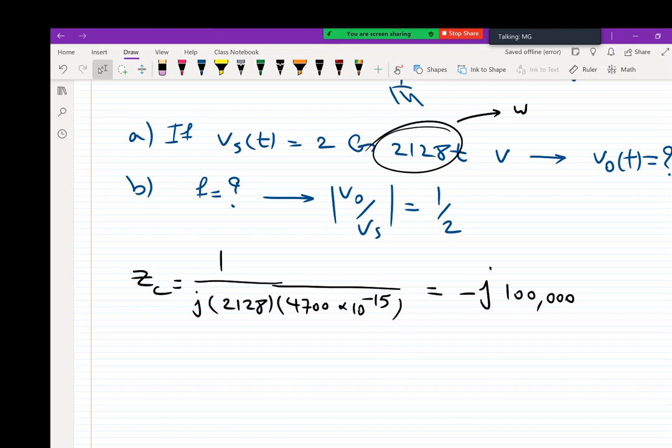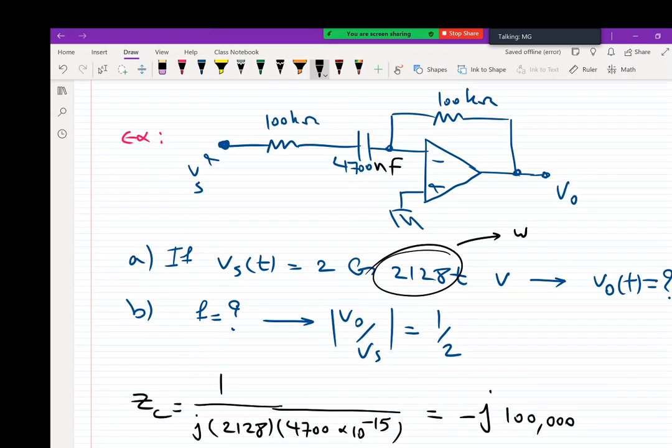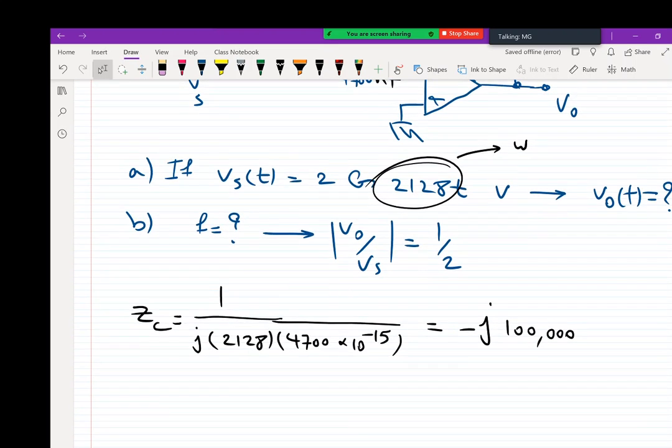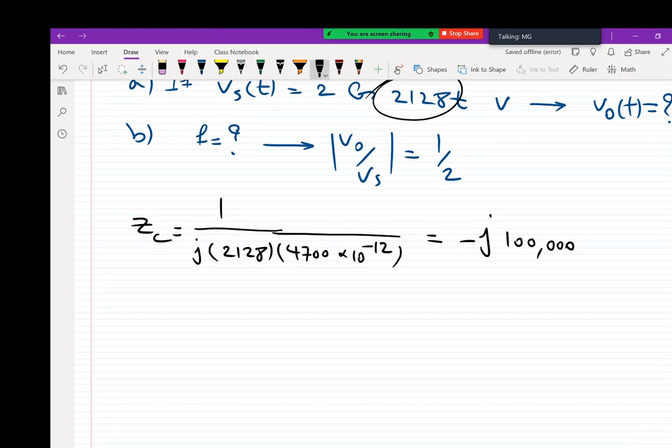So I believe we should go with nanofarad, not picofarad. If it's nanofarad, it should be correct now. So can you calculate it again with this value? I'm sorry, I made a big mistake. Pico is 10 to the negative 12, not 15. I wrote negative 15. Okay, so it's correct. So ZC is negative j 100K.